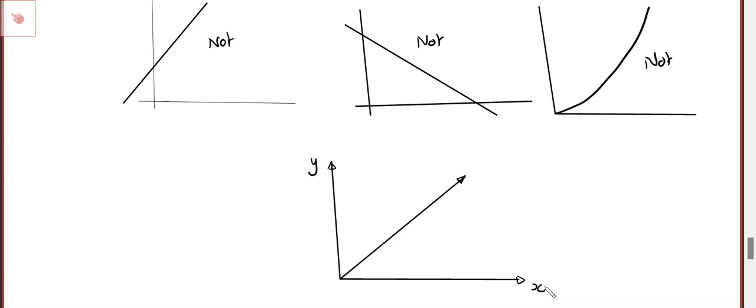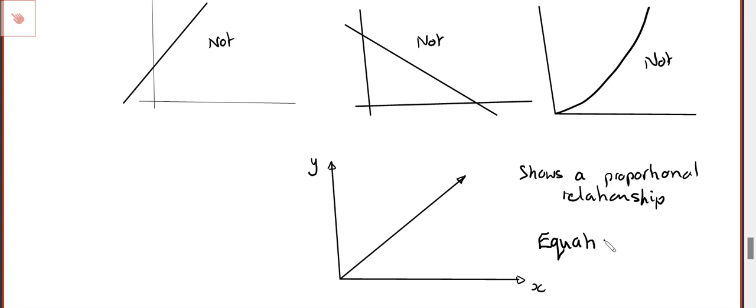Okay. So this shows a proportional relationship. What I want to know is, can we write an equation for it? So what we're looking for today is an equation of that line. So, you got the idea of what we're looking at?